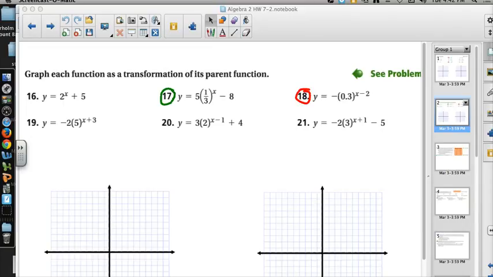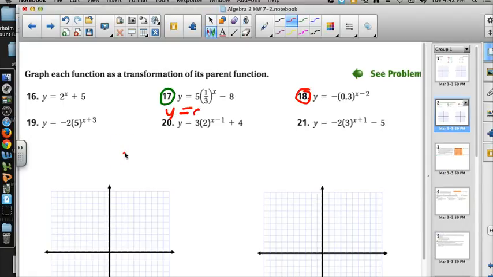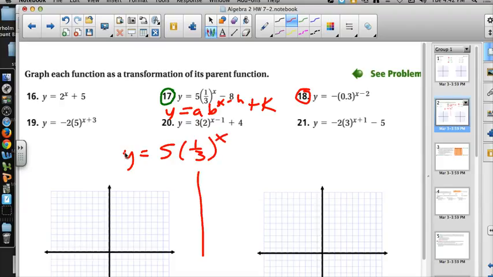I wanted to look at number 17 here. Number 17 has y equals a times b to the x minus h plus k, but there's no h. And so this one is just going to give us a shift that's going to be 8 units down when we're done. So our parent function, y equals a times b to the x, is right there. And then we're going to go ahead and translate that 8 units down when we get done.